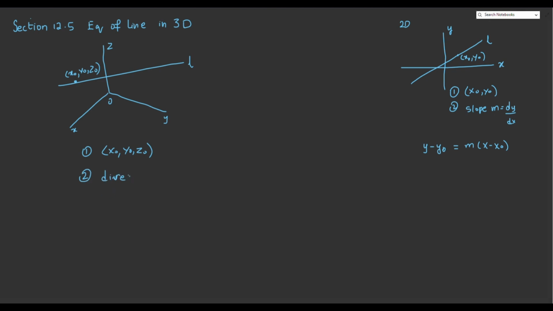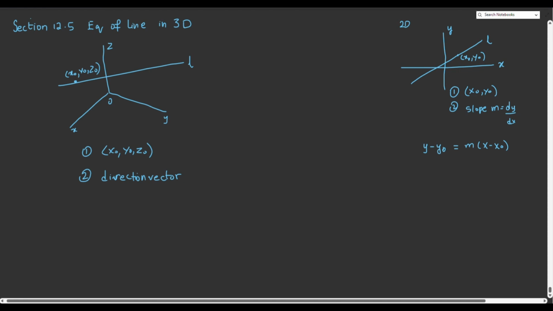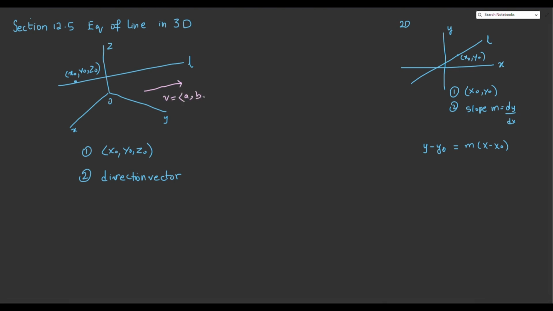We need a direction vector. Like in the 2D case, we need a slope of the line, but here we need a direction vector. Now, what is a direction vector? It is a vector which is parallel to the line, or you can say we are given a direction vector. So this is our direction vector v, whose components are a, b, c. So v equals a, b, c. So we need two informations to find the equation of a line in the 3D space: the point and the direction vector.